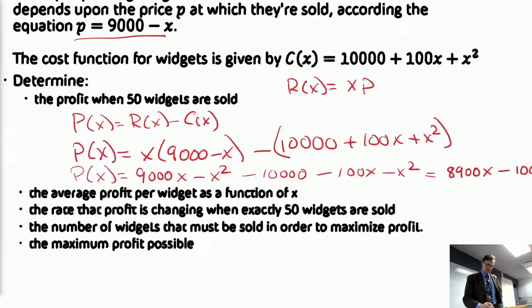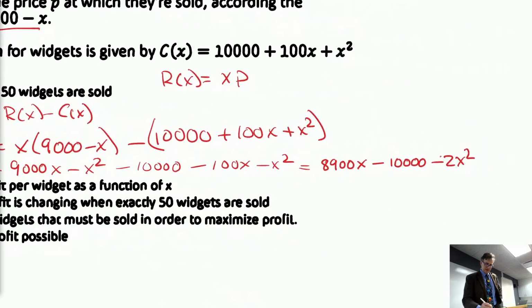I still haven't even answered the question. What is the profit when 50 widgets are sold? Well, do it. P of 50 is equal to, pull out the calculator. There it is. How much time do we have? We have 10 minutes. We can do this.